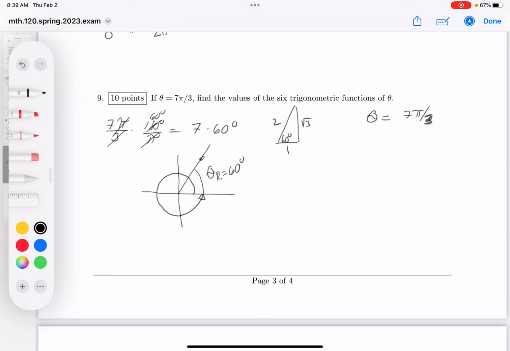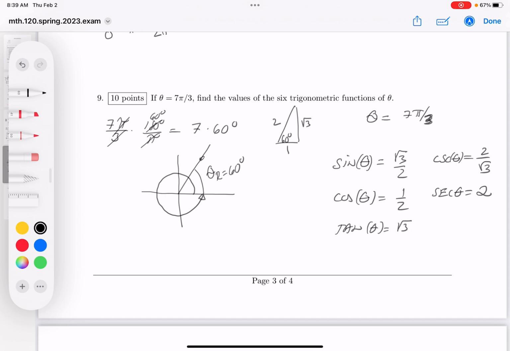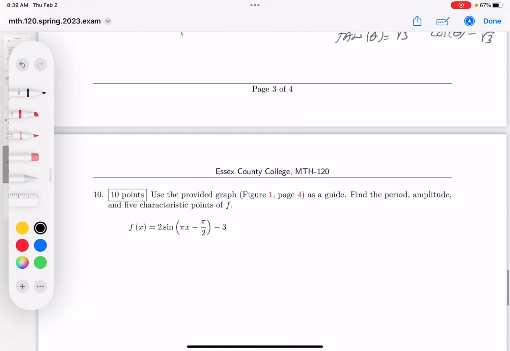All right? So what do they want to do? The 6 trigonometric functions. Well, sine of theta, kind of looking at it, it's root 3 over 2. That means the cosecant of theta is going to be 2 over root 3. The cosine of theta is going to be 1 over 2. That means the secant of theta is 2. The tangent of theta is going to be root 3 over 1, which is root 3. And the cotangent of theta is going to be that guy's reciprocal, so 1 over root 3. All right, that's done.